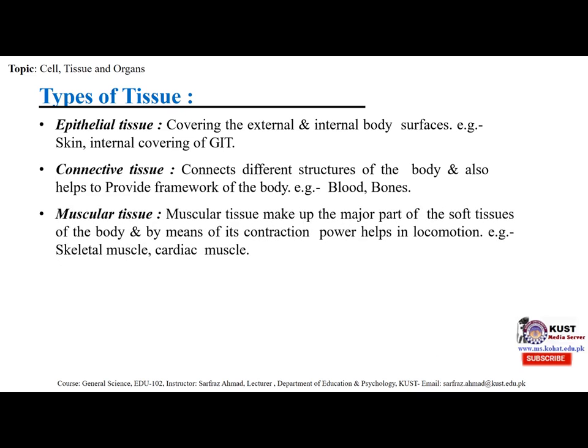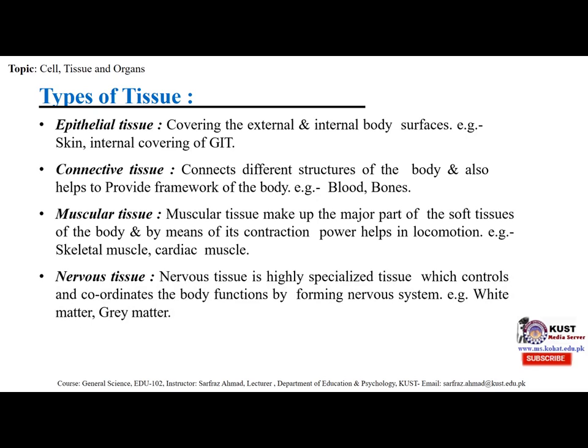Then muscular tissues are there. Muscular tissue makes up the major part of the soft tissues of the body, and by means of its contraction power helps in locomotion, for example skeletal muscles and cardiac muscles. And nervous tissue is there. Nervous tissue is highly specialized tissue which controls and coordinates the body functions through the nervous system, for example white matter, gray matter.